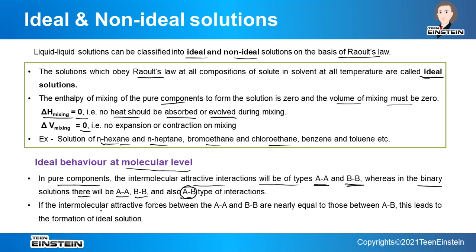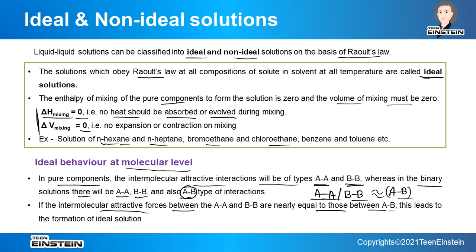Now if the intermolecular attractive forces between AA and BB are nearly equal to those of AB, that will lead to the formation of an ideal solution. So AA or BB is almost equal to AB, because exactly equal is not possible, but if it is nearly equal, then it will also behave as an ideal solution. If there is a large difference between these types of interaction, then it will not behave as an ideal solution, because when the interaction is different, there will be an effect on the corresponding vapor pressure. But if before mixing and after mixing the interactions are of almost similar kind, then ΔH mixing will be 0 and ΔV mixing will be 0.